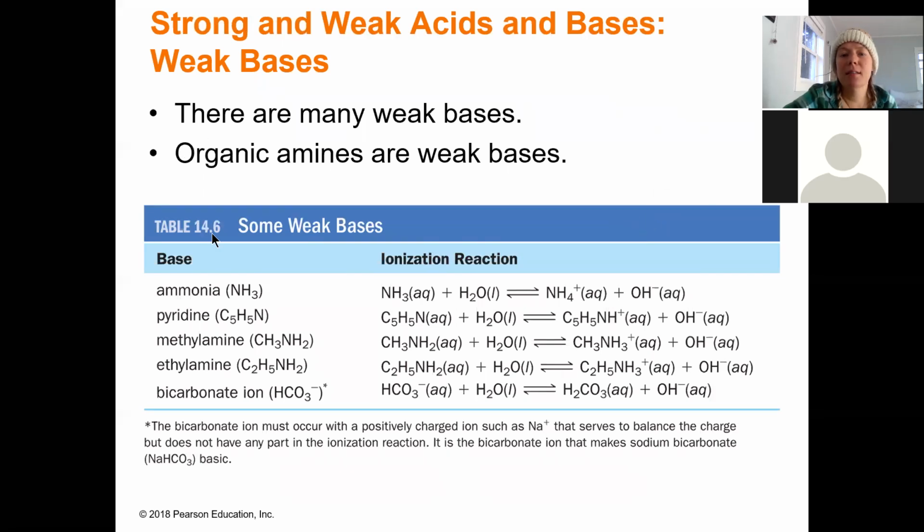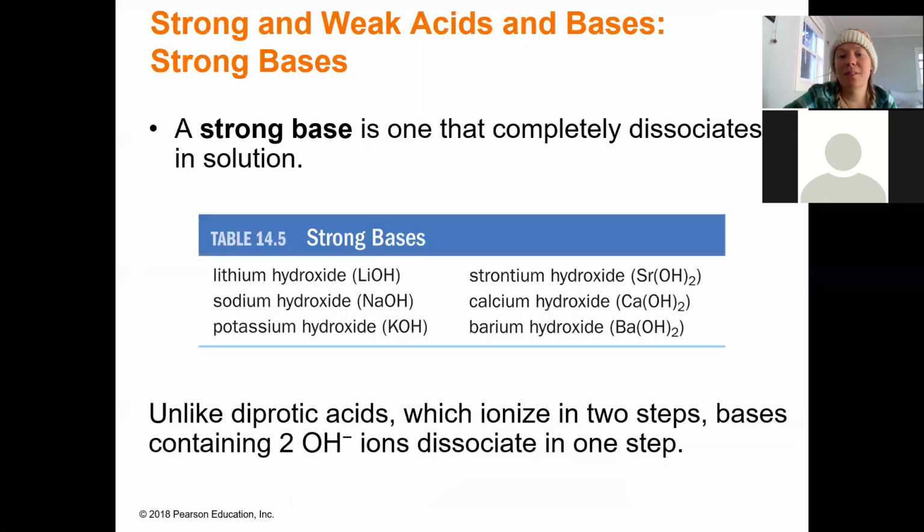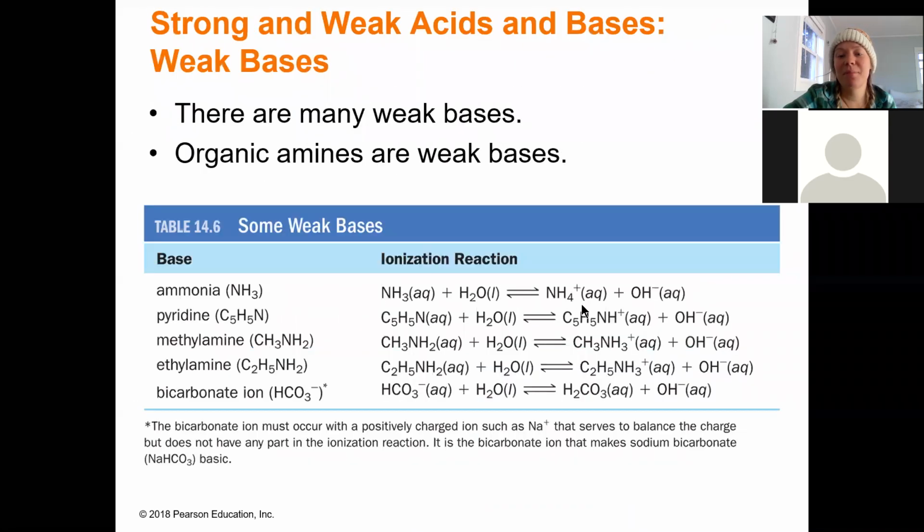There are a lot of weak bases, organic amines, for your information, are weak bases. Here's ammonia. How can we tell that these are weak bases? Well, for the sake of this class, because it's sort of simplified, that double arrow is a really good indicator. The double arrow lets you know that you're dealing with a weak base. We're talking about bases. Anything that isn't these strong bases will be weak bases. So the double arrow will indicate a weak base, and it will also indicate a weak acid.